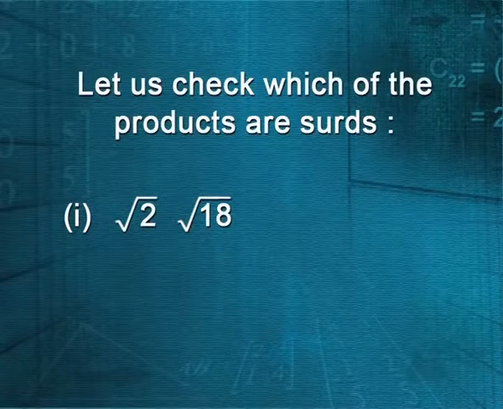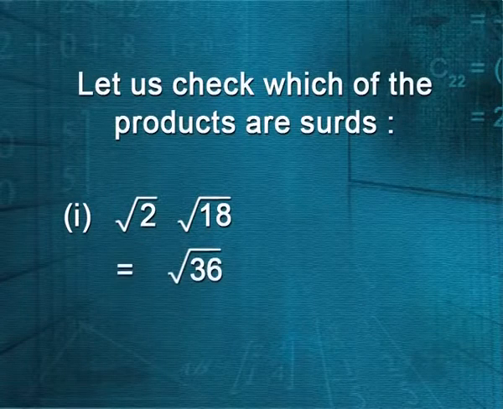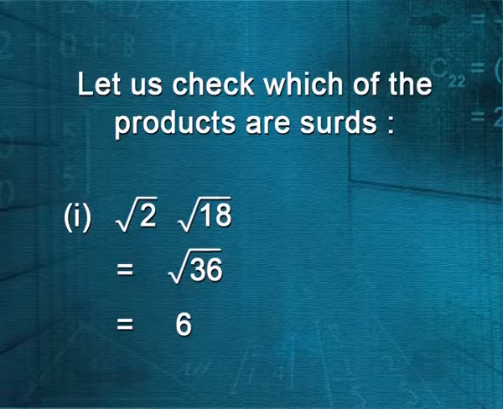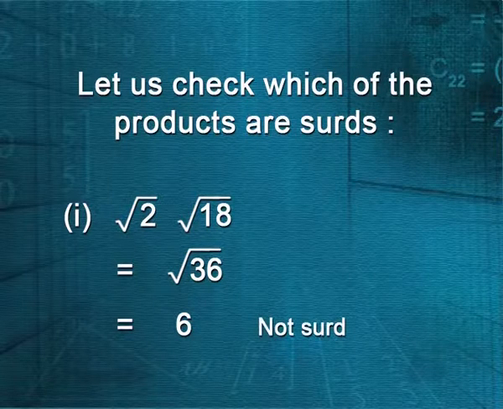Here we have second root of 2 and second root of 18, which is equal to second root of 2 multiplied by 18, which is second root of 36, or you can say under root 36, which is equal to 6. And this 6 is a rational number, it is not an irrational number. Therefore, you can say that root 2 into root 18 is not a surd.